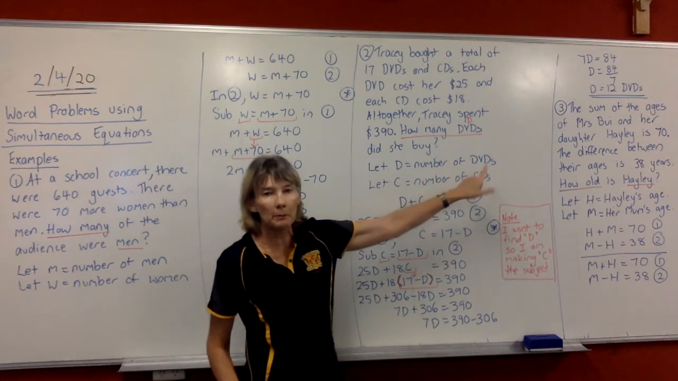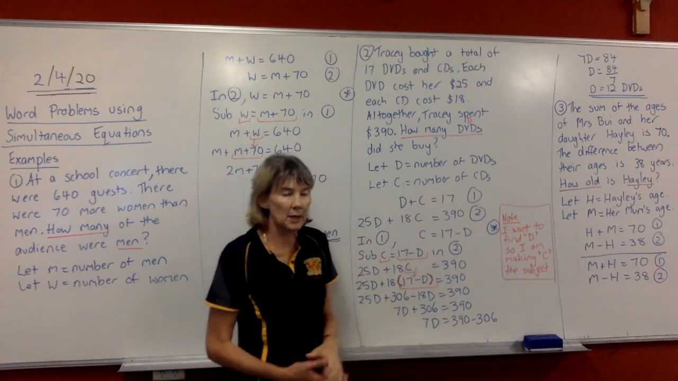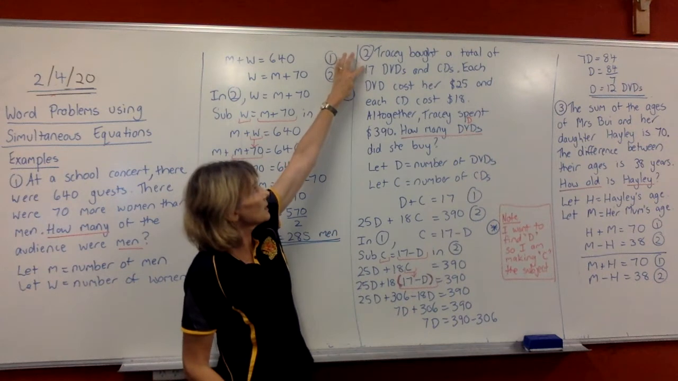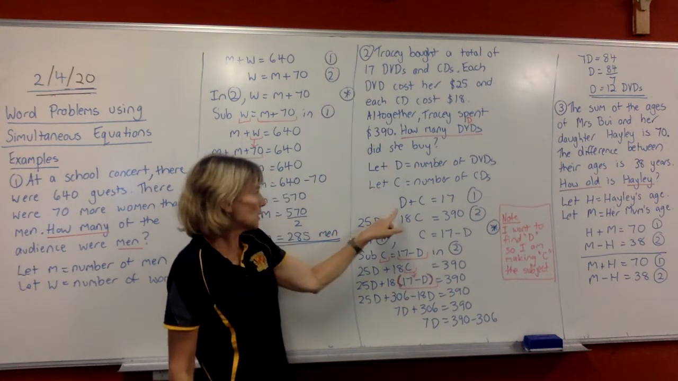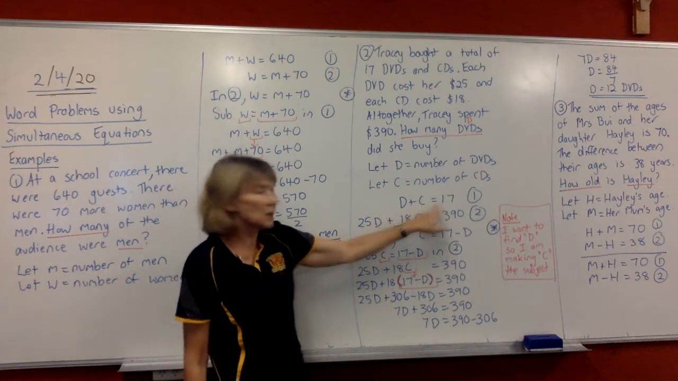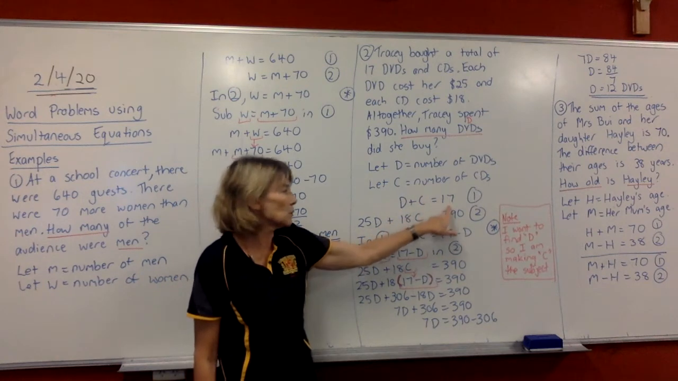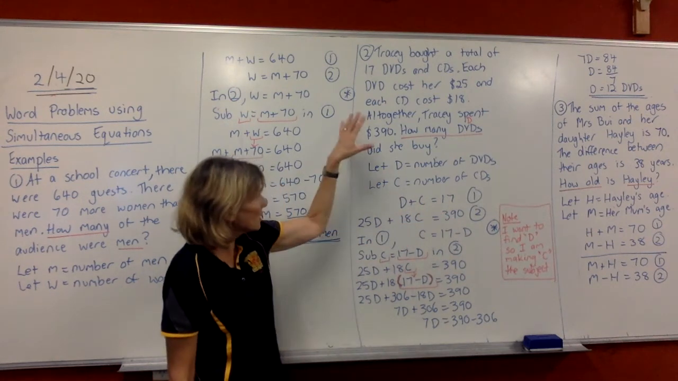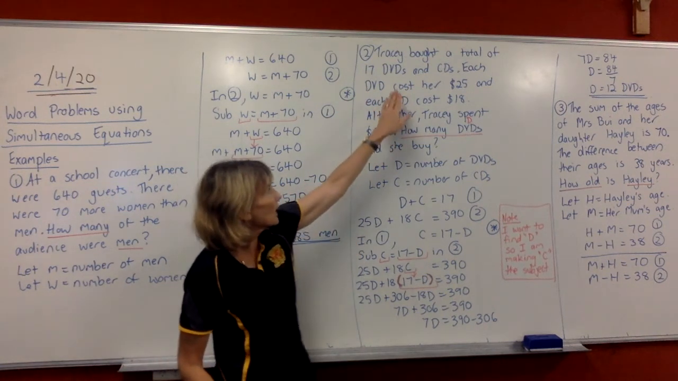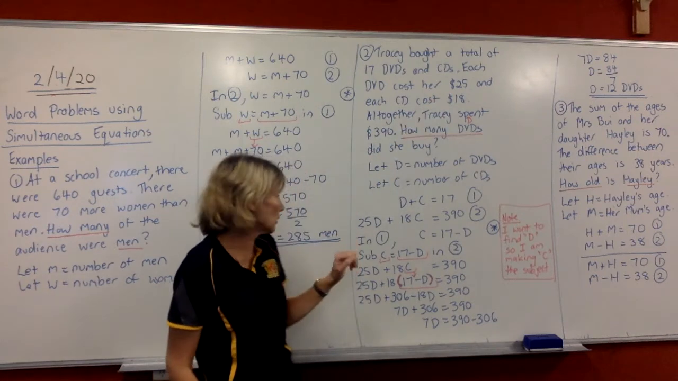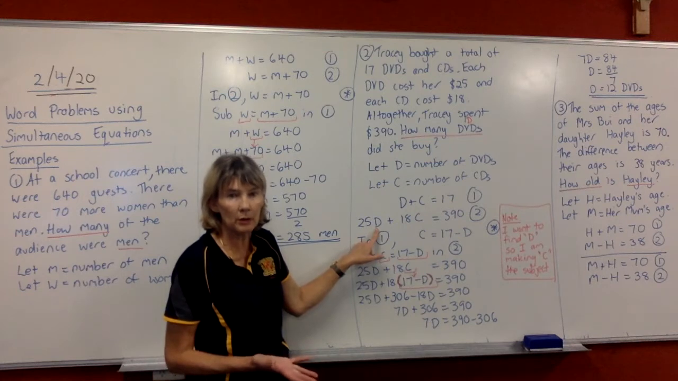Let D equal the number of DVDs. Then, of course, we would have let C equal the number of CDs. So back up to the first sentence, she bought a total of 17 DVDs and CDs. So we've got D plus C equals 17. The number of DVDs plus the number of CDs equals 17. The second and the third sentence together are going to form this one. So each DVD cost her $25. So $25 times the number of DVDs, that's how much she would spend on DVDs.